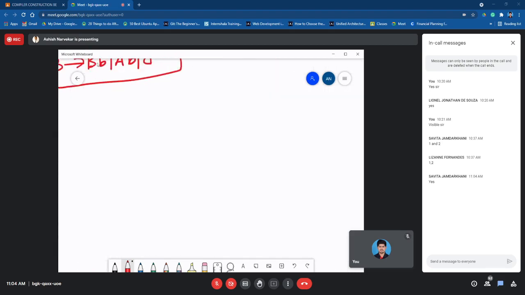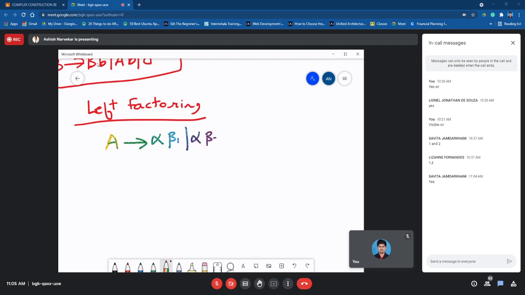We'll start with the next concept. It's called left factoring. Both these concepts go together. So we'll start and we'll just complete it. Okay. So left factoring. We'll consider a production rule A derives alpha beta 1 or alpha beta 2. Okay. And actually this can be considered as a generalized case, alpha beta 3.